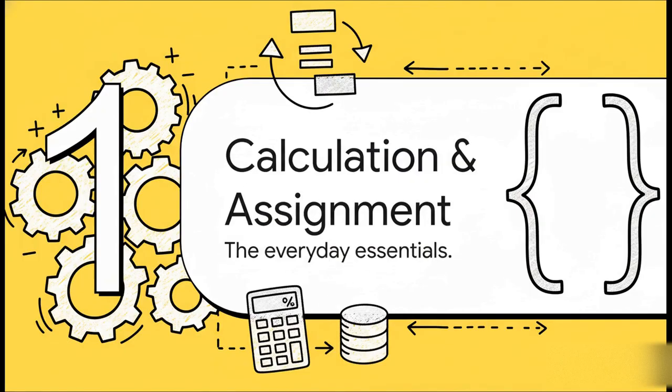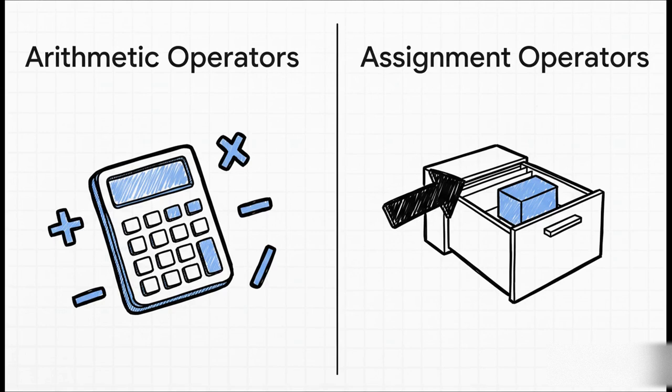First up are the absolute workhorses of your toolbox, the calculation and assignment operators. Honestly, these are the tools you're going to be reaching for all the time. They handle the real bread and butter of programming, doing math and storing information. So in this first category, we've really got two main players. First, we have the arithmetic operators. Just think of these as your built-in calculator for all things math.